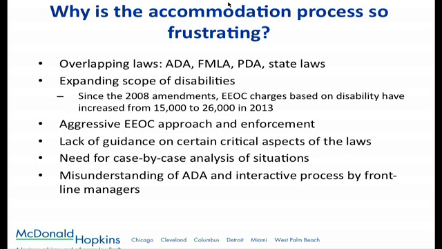So that always causes a problem for employers to say, okay, well, FMLA has a definite time. Doesn't ADA have that same time? 12 weeks and we're done, right? So those are some of the things that we have to contend with as employers.